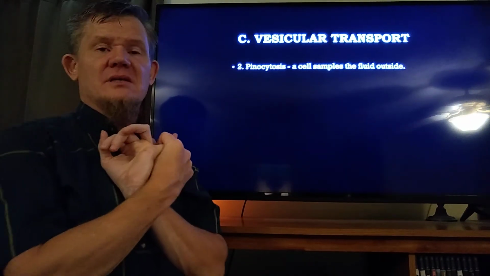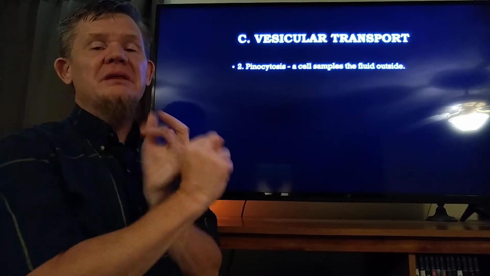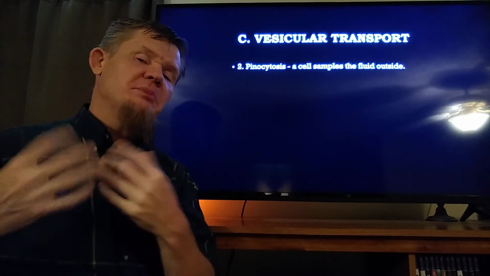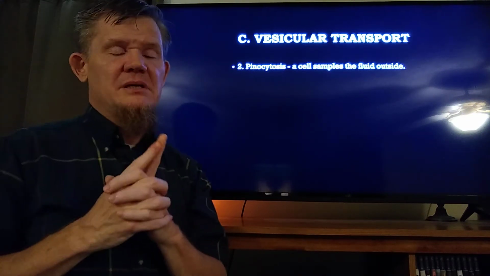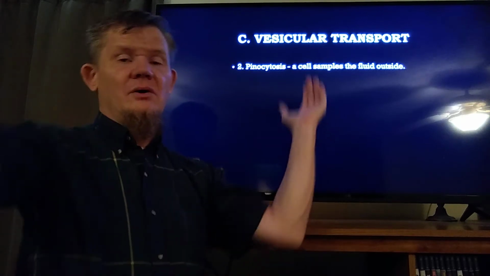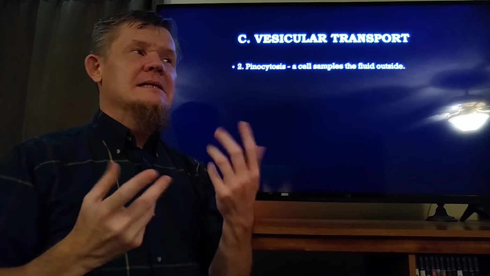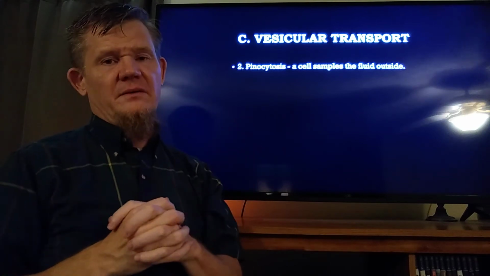If phagocytosis is the process of cell eating, pino means to drink. This is the process of cell drinking. And there's a big difference between phagocytosis and pinocytosis. Phagocytosis is for bringing large particles inside the cell. Pinocytosis is for bringing samples of fluid from outside the cell.